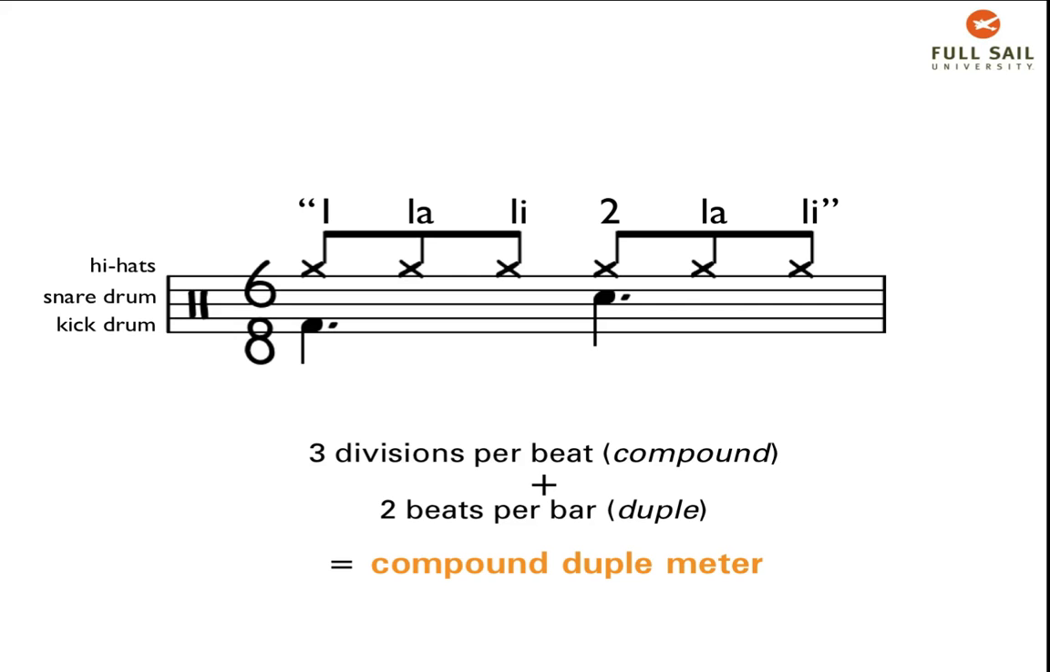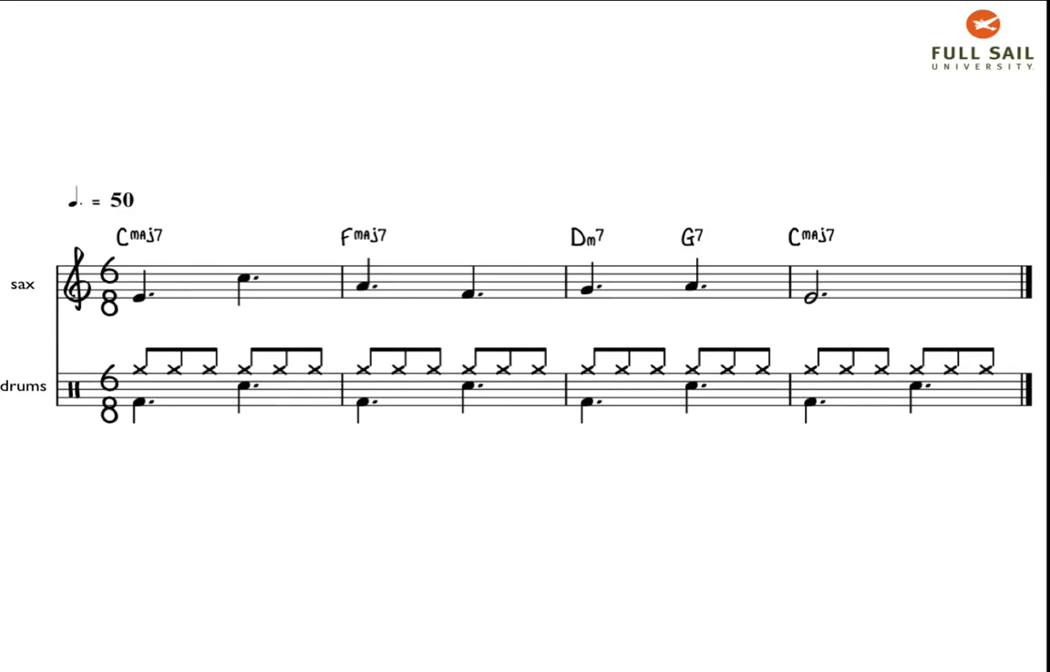meter. Here are 4 bars of the same drum beat below a simple saxophone melody. The sax melody features dotted quarter notes on each beat of the first 3 bars, then a dotted half note filling the entire 4th bar.